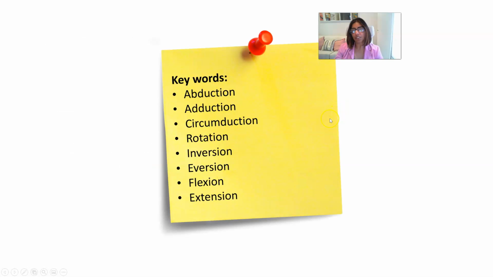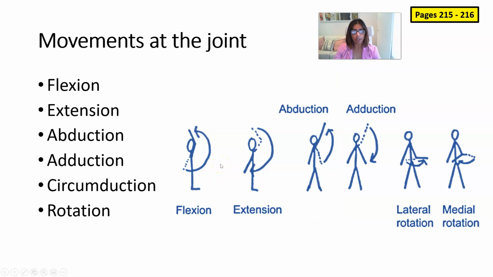There are some key words that I'd like you to know. These are the ones I just mentioned, and we're also going to include inversion and eversion. As ever, there's key words that you should know, and you will understand these through reading pages out of your textbook. So it's only reading a couple of pages, 215 to 260.